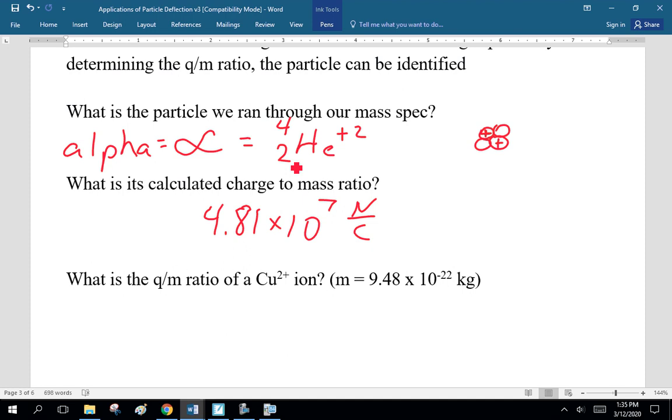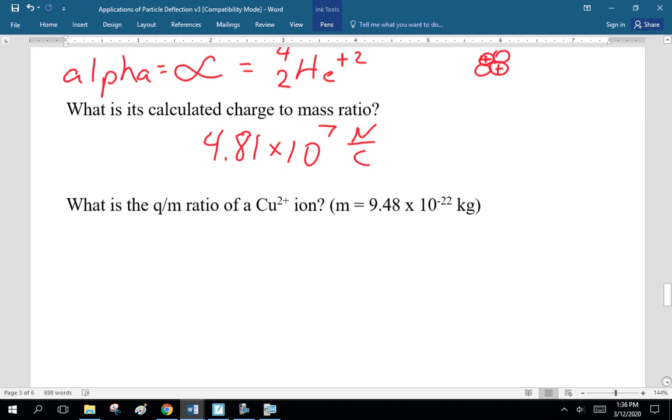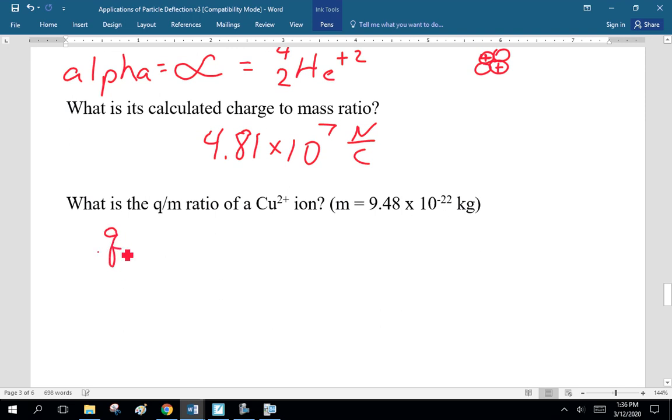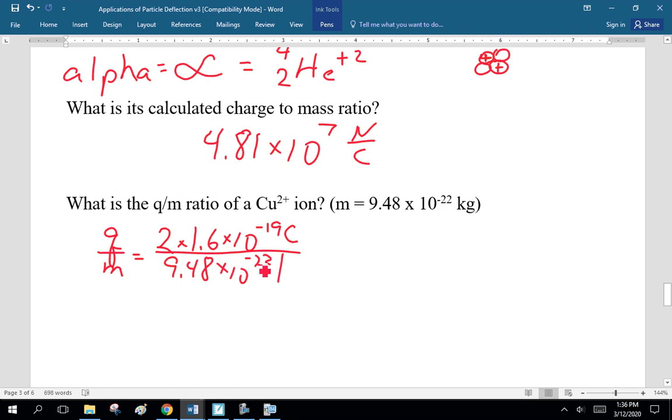All right, now, can you tell me the charge to mass ratio of a copper 2 plus ion? Well, I've told you the mass. What's the charge on the copper 2 plus? 2, yes. So, Q over M, 2 times 1.6 times 10 to the minus 19 of a coulomb, divided by 9.48 times 10 to the minus 22 of a kilogram. So what are we getting for this?